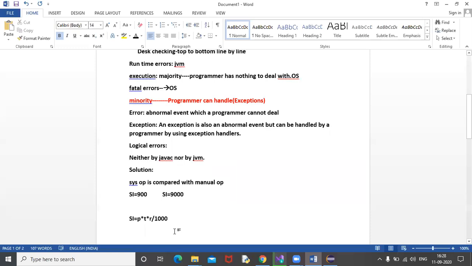So the programmer is responsible for logical errors. Am I right or not? The programmer himself is responsible for all these logical errors. They can be detected by comparing the program output with the manual output, or manual result.